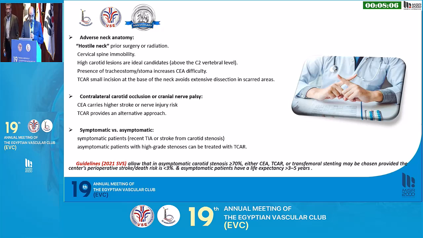Either symptomatic or asymptomatic: the symptomatic patient with recent TIA or stroke, and the asymptomatic patient with high-grade stenosis, can be treated with TCAR. According to the SVS guideline in 2021, for asymptomatic carotid stenosis more than 70%, either carotid endarterectomy, TCAR, or transfemoral stenting may be chosen, provided that the center's perioperative stroke and death risk is less than 3%.